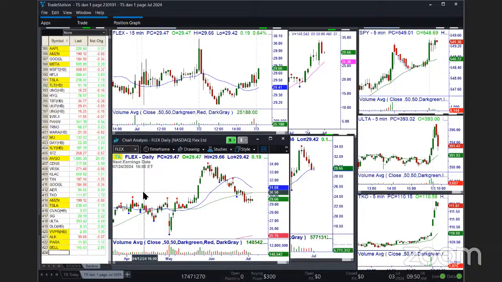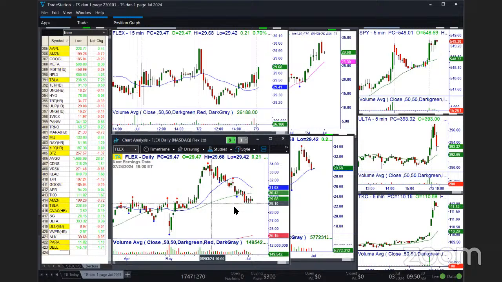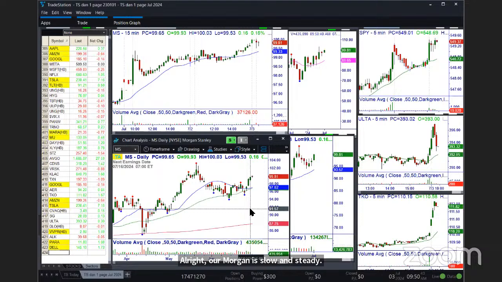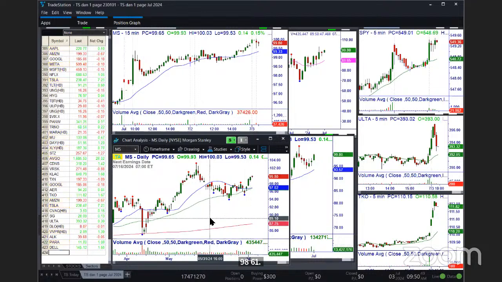Flex is going nowhere. We have July 30 puts. We might have to kill this thing, scratch. Well, dollar right now, and not liking it. All right, our Morgan is slow and steady, 98.61. All right, I already have it. I have it at break even.